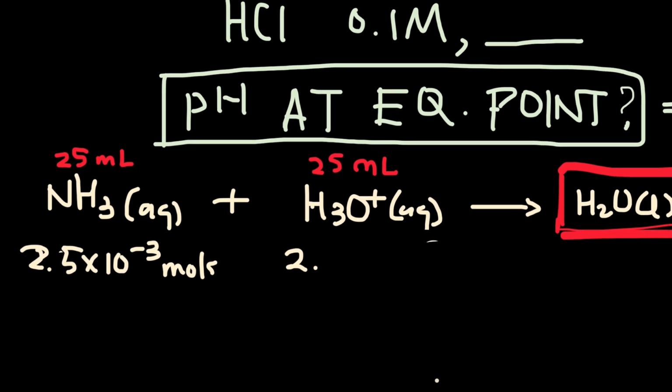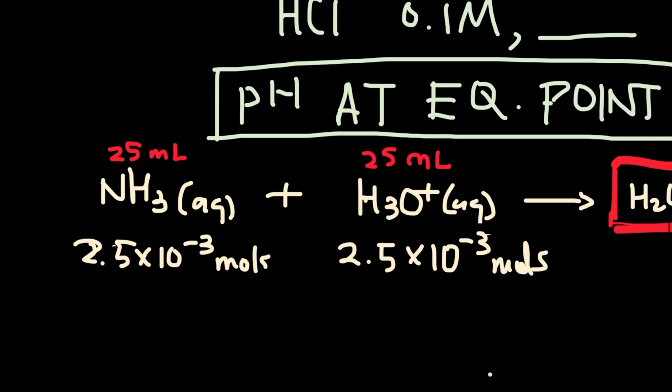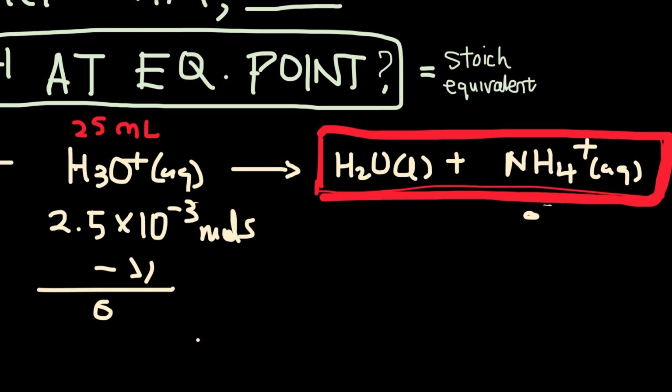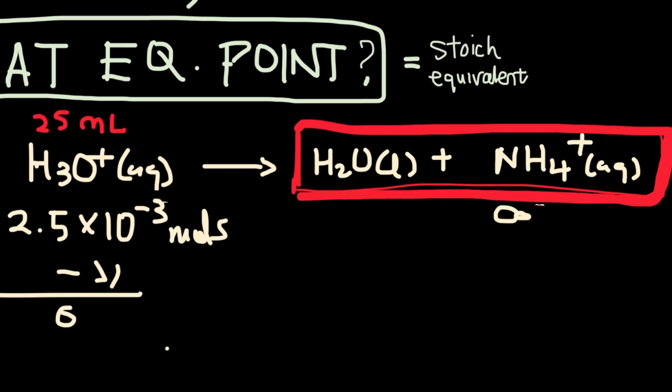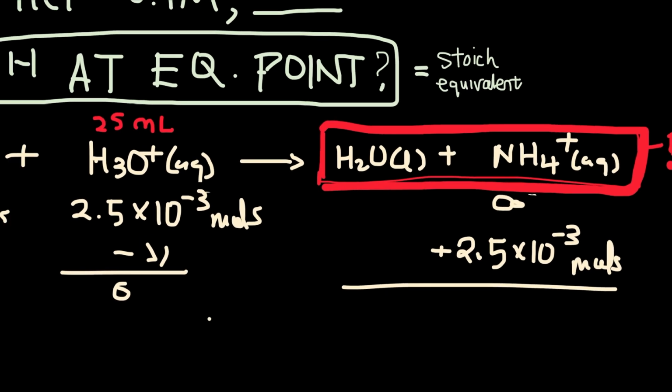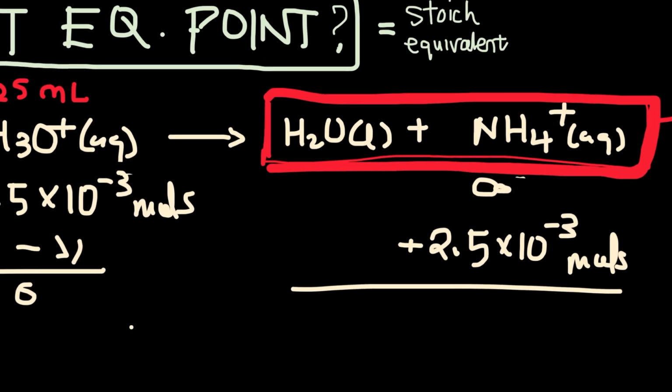So at the equivalence point, both of our reactants are at stoichiometric equivalence, so they have the same amount of moles and they completely react with one another to completely neutralize one another. So we should have 0 here. Likewise, the conjugate acid that is formed will also increase by the same amount stoichiometrically as our reactants have been consumed.